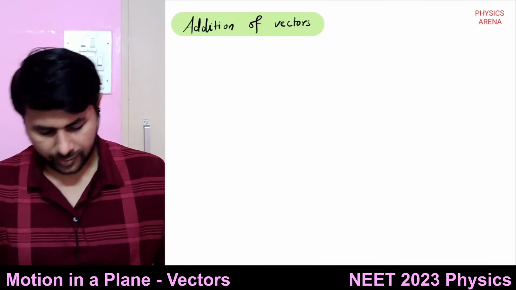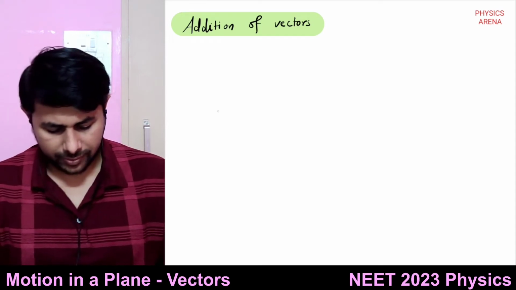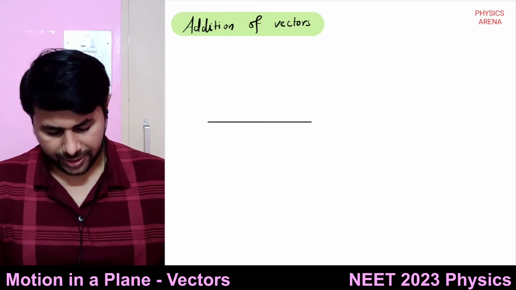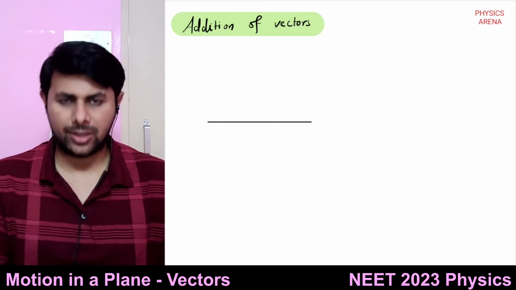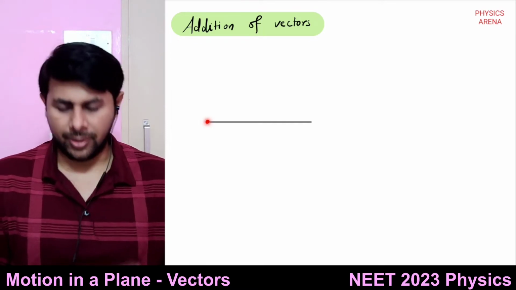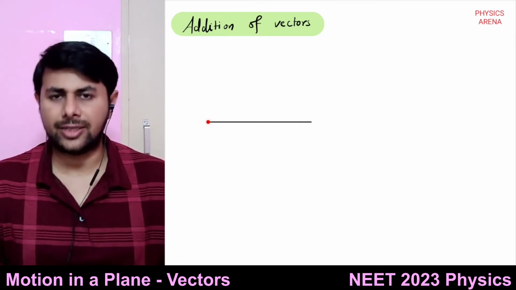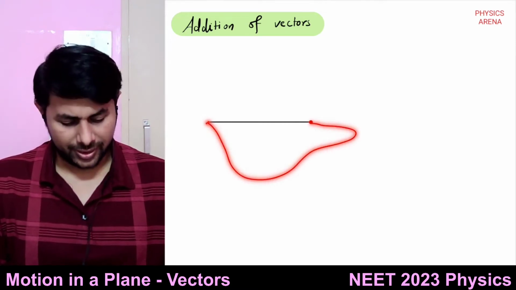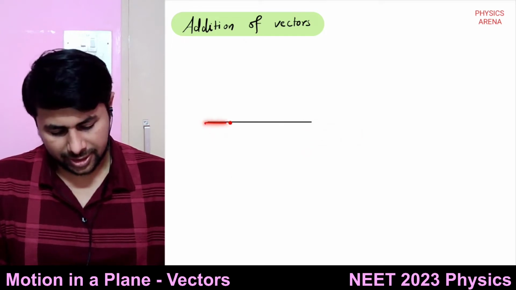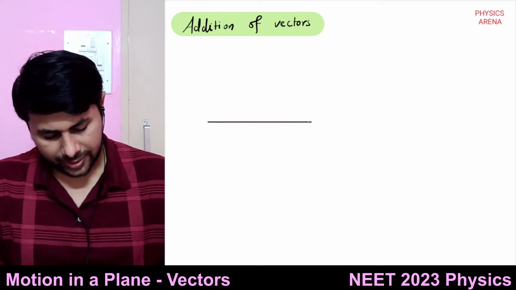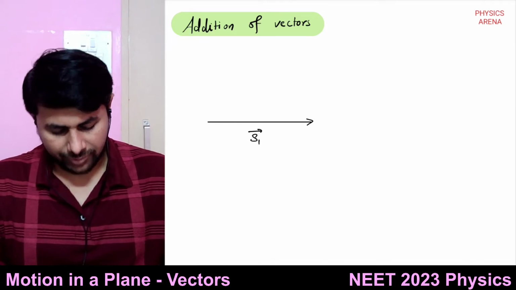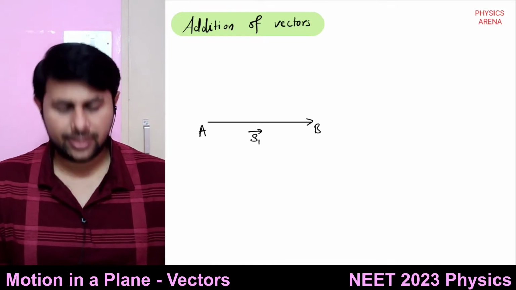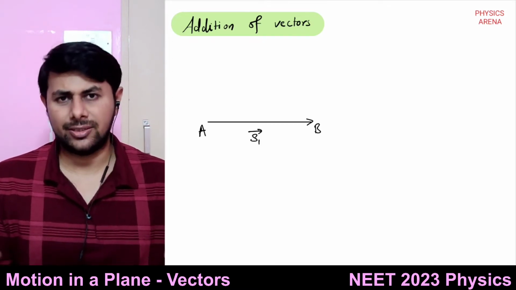So now see, let's consider the motion of some object. So this object starts from this point, it's moving along some plane. It moves along some path and reaches this point. Okay, so how much is its displacement? Its displacement is this much, right? Let's call it S1 bar. So the object starts at point A, it moves till the point B. So its displacement is S1 bar.